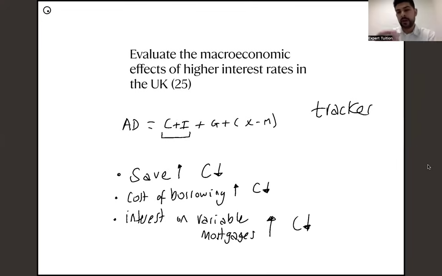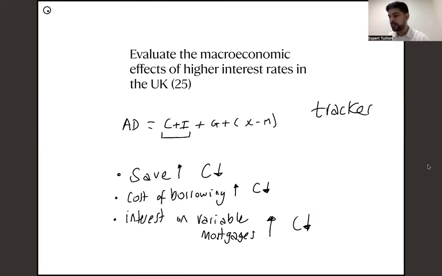Now, notice, by the way, that in that exercise that I took you through, consumption went down every single time. If you ask yourself these three questions when it comes to interest rate questions and you're getting different answers for consumption, something has gone wrong. That cannot be the case. They must all be moving in tandem. So just to summarize, you're going to save more because interest rates are higher. You're going to borrow less because interest rates are higher. And people on tracker mortgages will have less money because they're having to pay a higher amount of interest on their mortgage. All of these three things led to consumption going down.